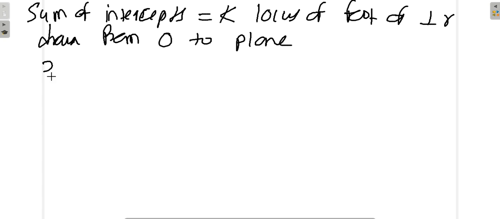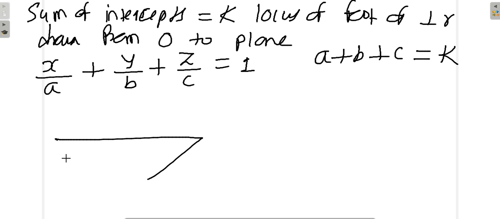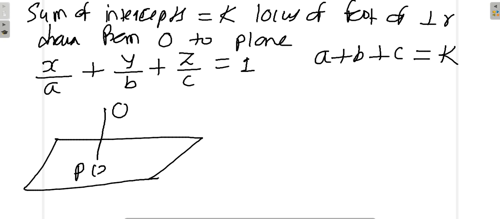Now in the intercept form, as we have already seen, the equation of the plane is x upon a plus y upon b plus z upon c is equal to 1. These are the x, y and z intercepts. So we have got a relationship. It is given to us in the problem that a plus b plus c is equal to k. Now we want to find the locus of the foot of perpendicular from the origin. So let this P(x, y, z) be a point on the locus.